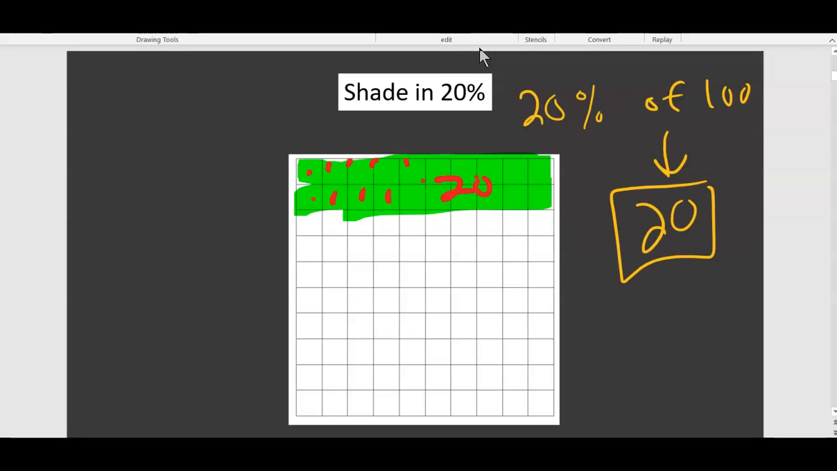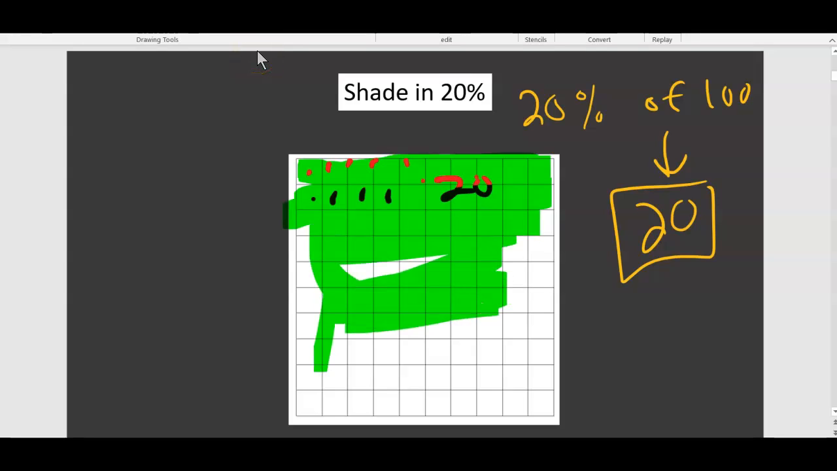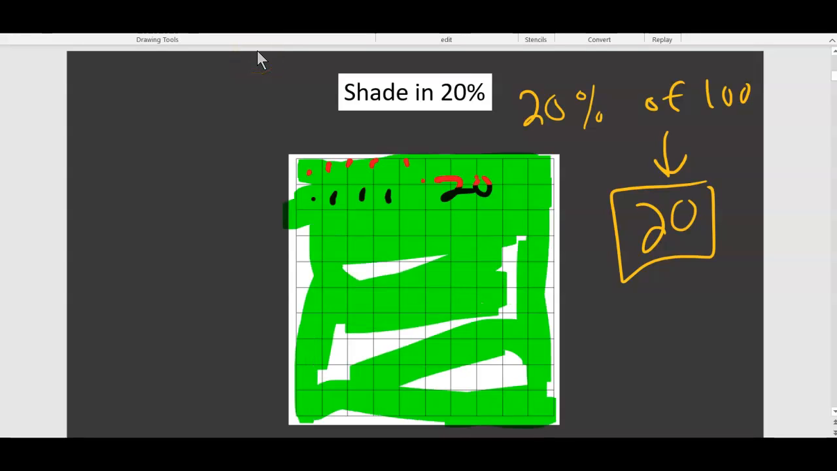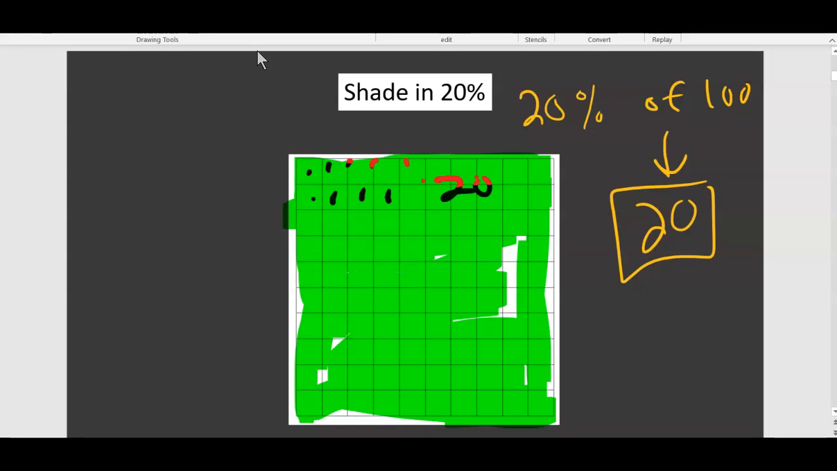Guess what 50% of 100 is? 50. 70% of 100, 70. 100% of 100, 100. If we shaded in 100% of this, how many things do we shade in? 100. Okay, so that's pretty easy when you do it that way, right? We are going to kick it up a couple notches here. We're going to level up, so I want to get the basics first.